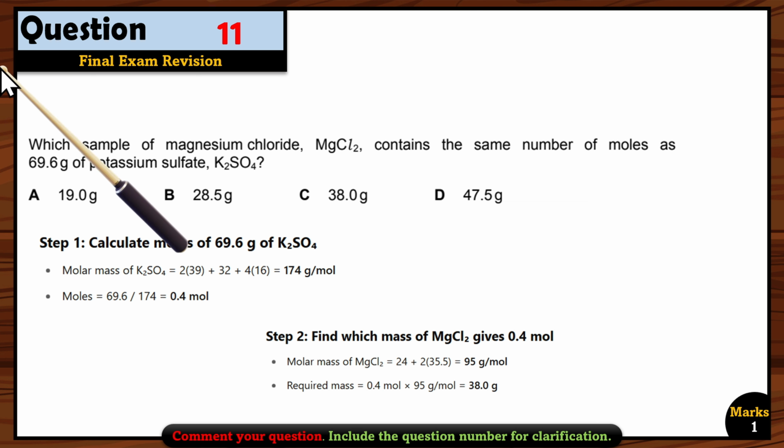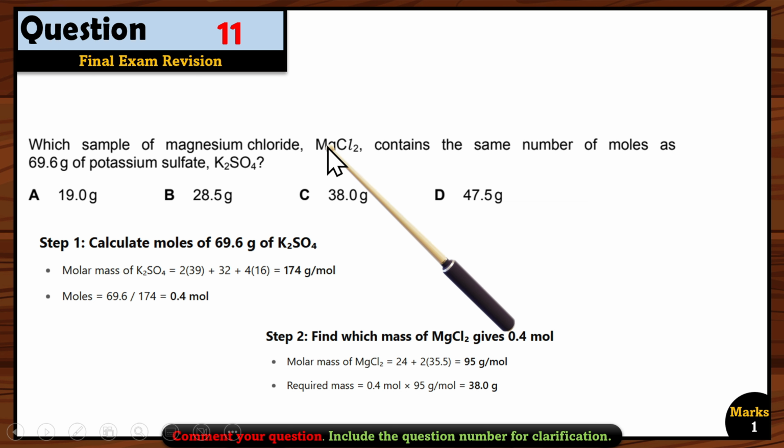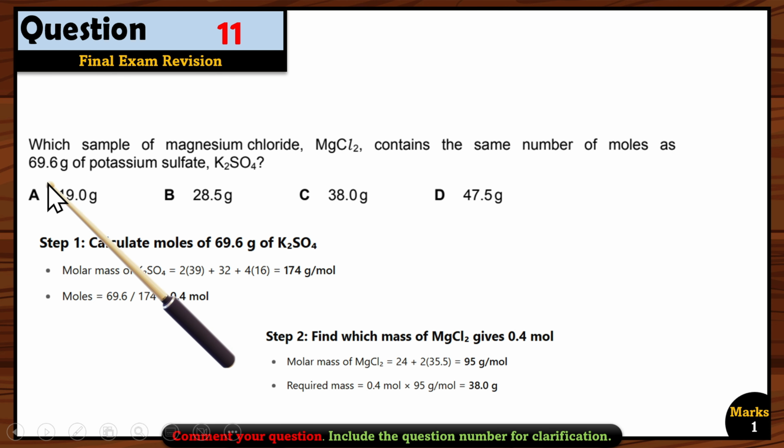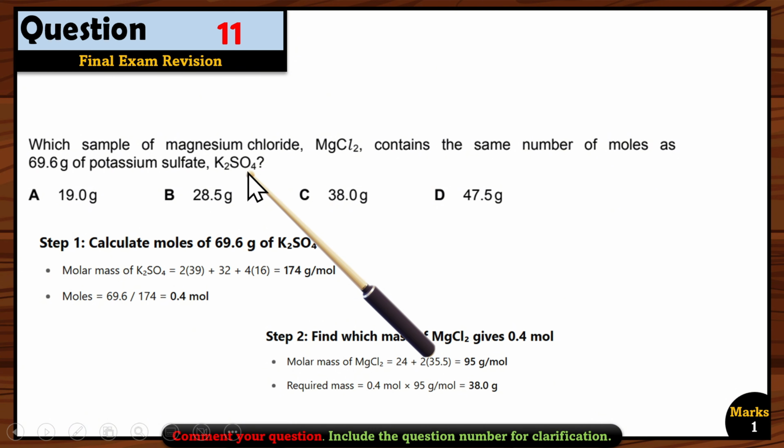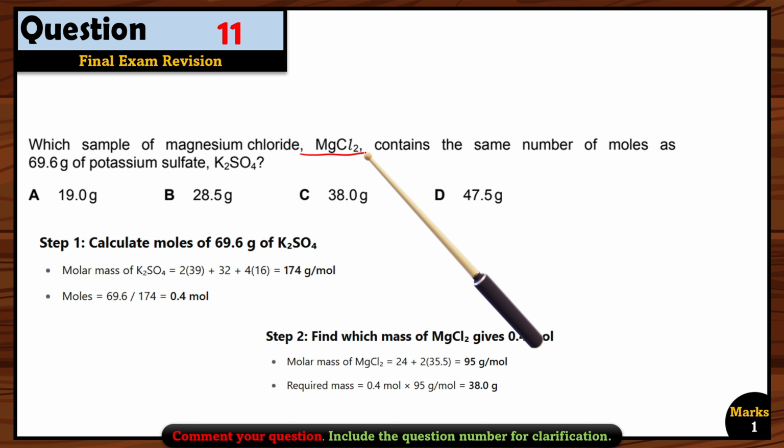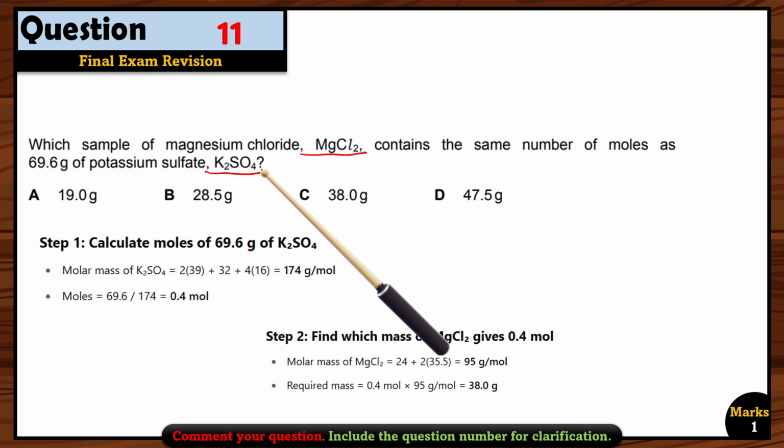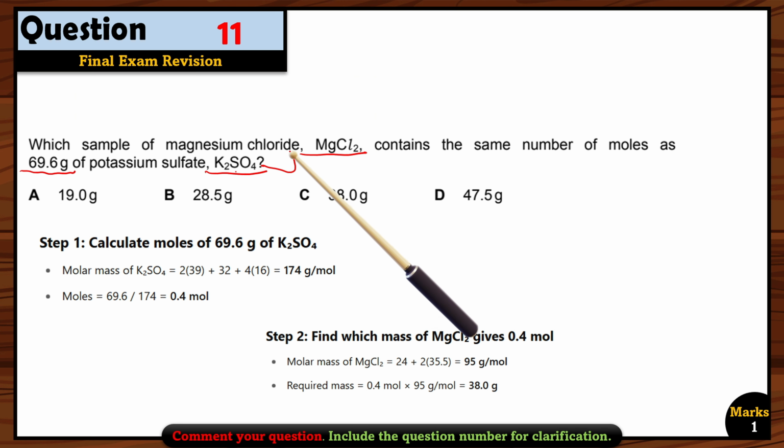Question 11. Which sample of magnesium chloride contains the same number of moles as 69.6 gram of potassium sulfate K2SO4? So if you see your question, they have given you two compounds, magnesium chloride and K2SO4. But the given information is only about K2SO4, that is 69.6 gram. And we have to find the mass of MgCl2 when the moles will be equal. So first of all, we have to find the moles of K2SO4.